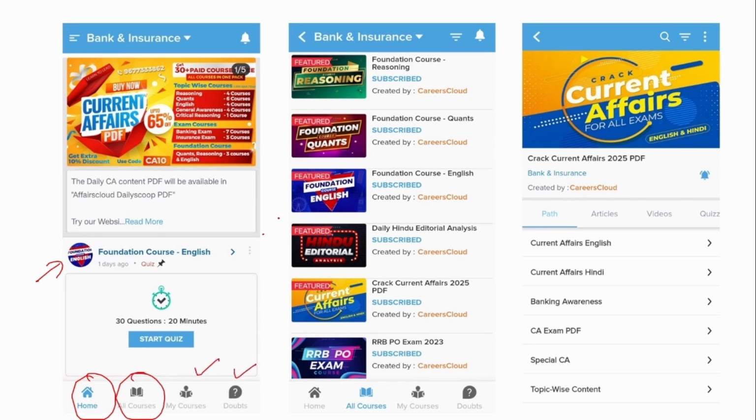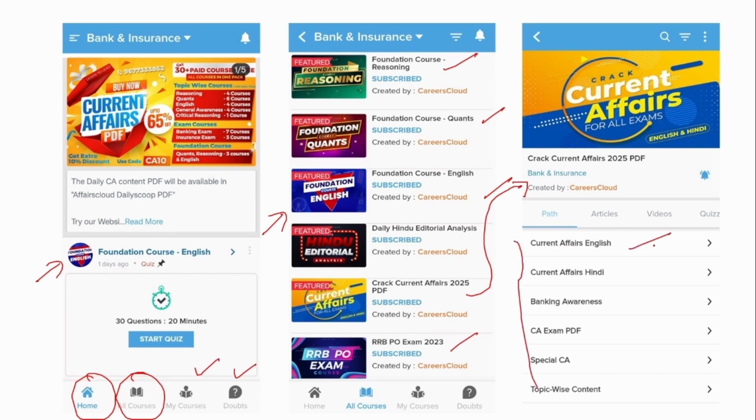So under All Courses, you can access various types of courses like Reasoning, Quant, English, and also exam specific courses can also be accessed under this All Courses. If you click this Crack Current Affairs, you will be redirected to this page. So under this, you can see various tabs that are available.